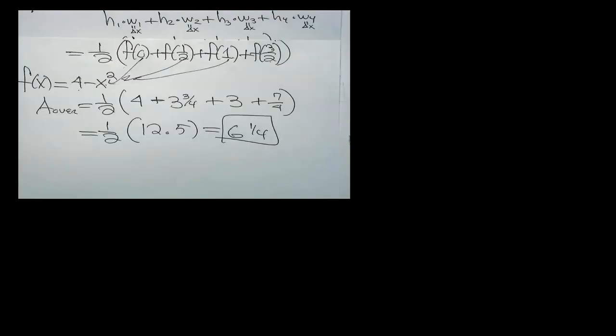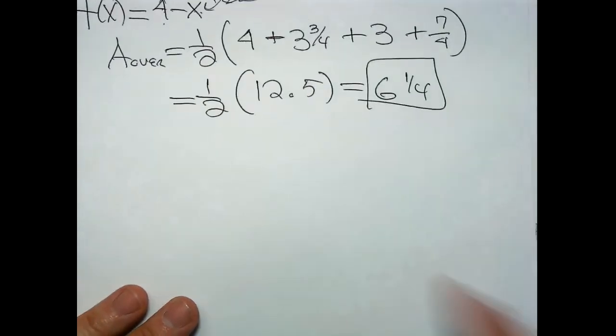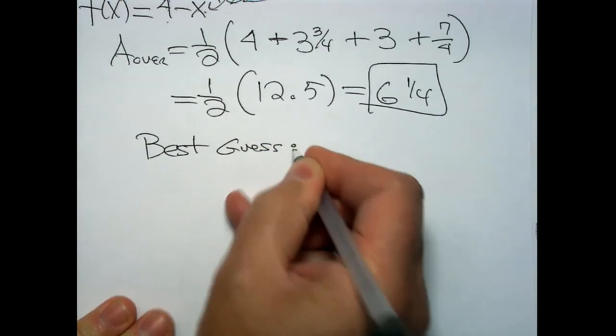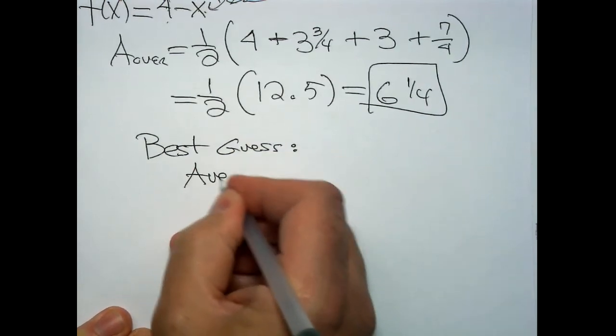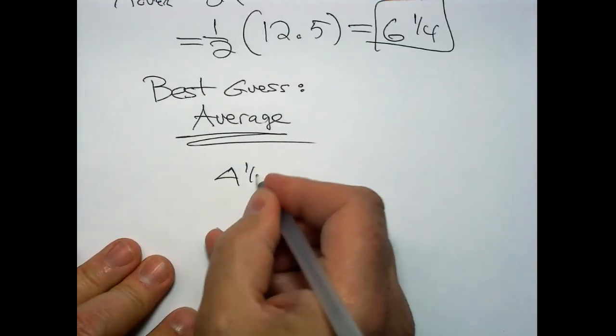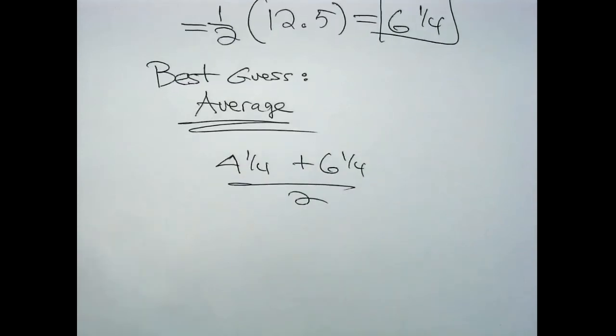So I think right now my best guess for the area beneath this curve is the average between the over and undershoot. So we had 4 1/4 and 6 1/4. Let's add them and divide by 2 and see what a good, true estimate of the area beneath the curve would be.